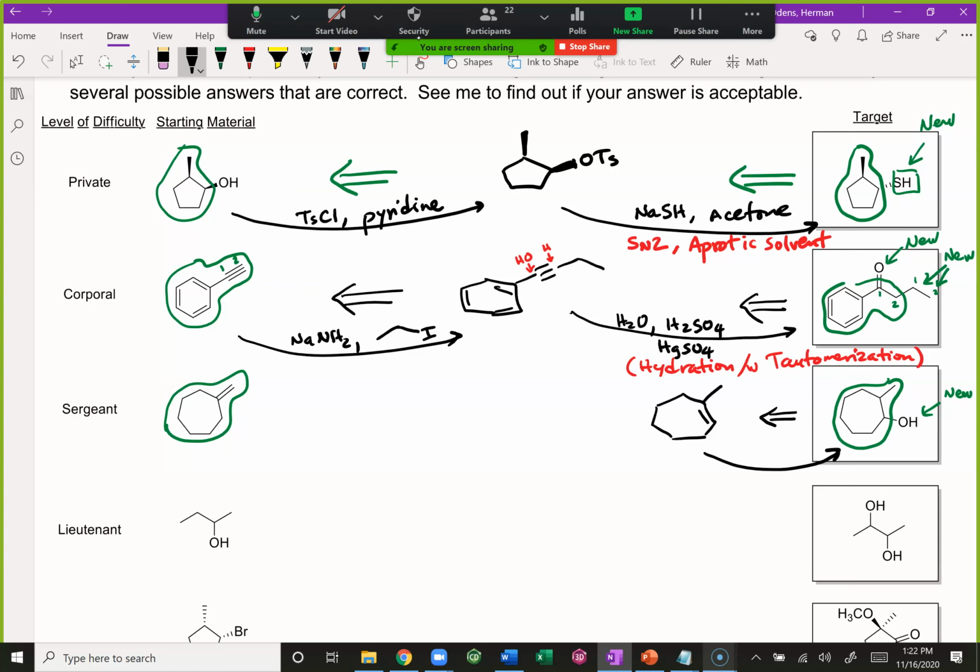Yes, so hydroboration, right? So first, BH3 THF. Second step will be hydrogen peroxide in the presence of sodium hydroxide. All right. And this is hydroboration.